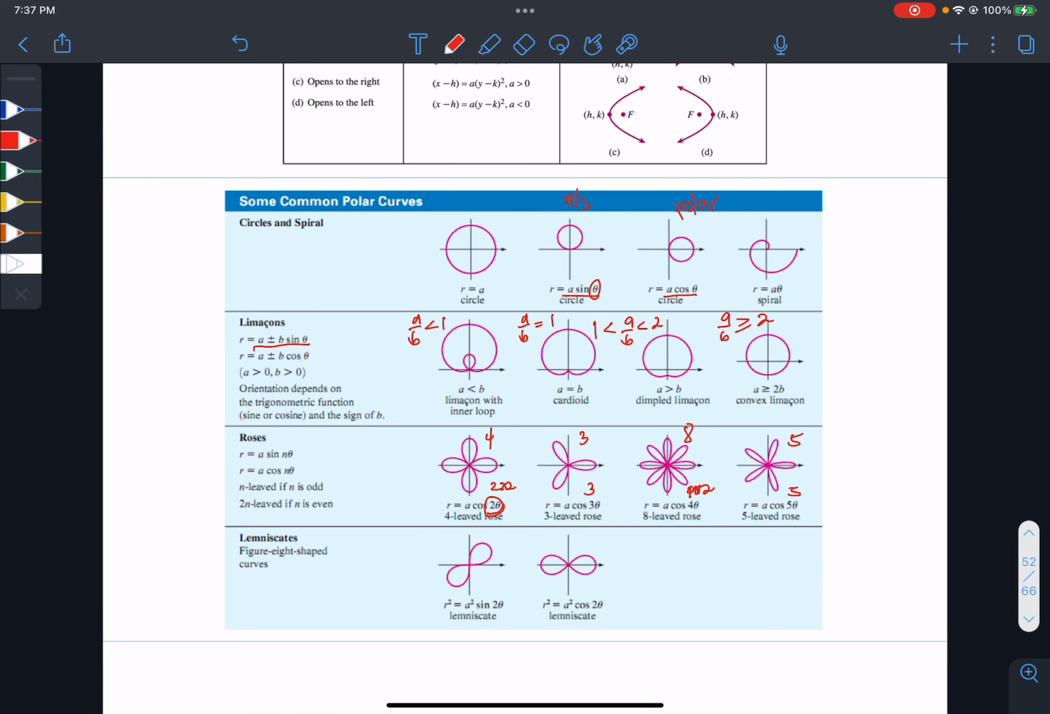And lastly, we have the lemniscates. So for lemniscates, our r is squared. So r squared is equal to a squared sine 2 theta. If it is symmetrical on the polar axis, we have r squared is equal to a squared cosine 2 theta.